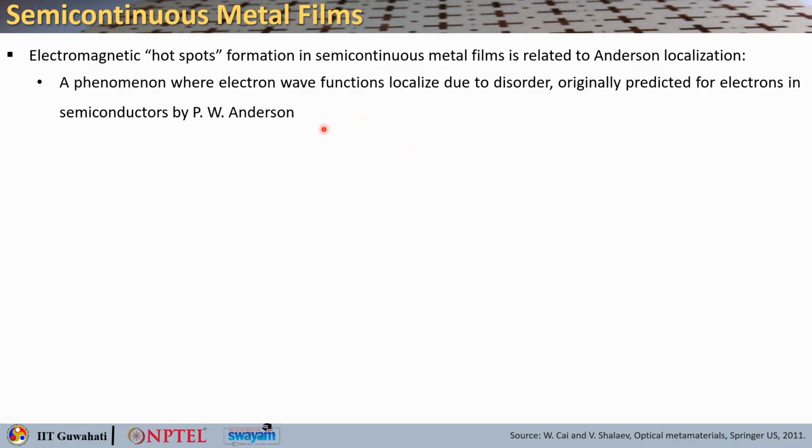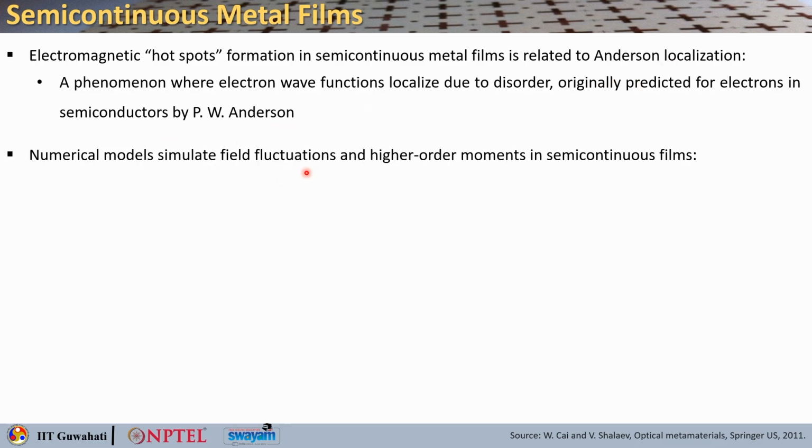So this is basically a phenomenon where, in semiconductors, electron wave functions localize due to disorder. This was originally predicted for electrons in semiconductors by Anderson, and that is known as Anderson localization. A similar kind of concept appears in this metallic film, and we get electromagnetic hotspots, which are also very vital for sensing kind of applications.